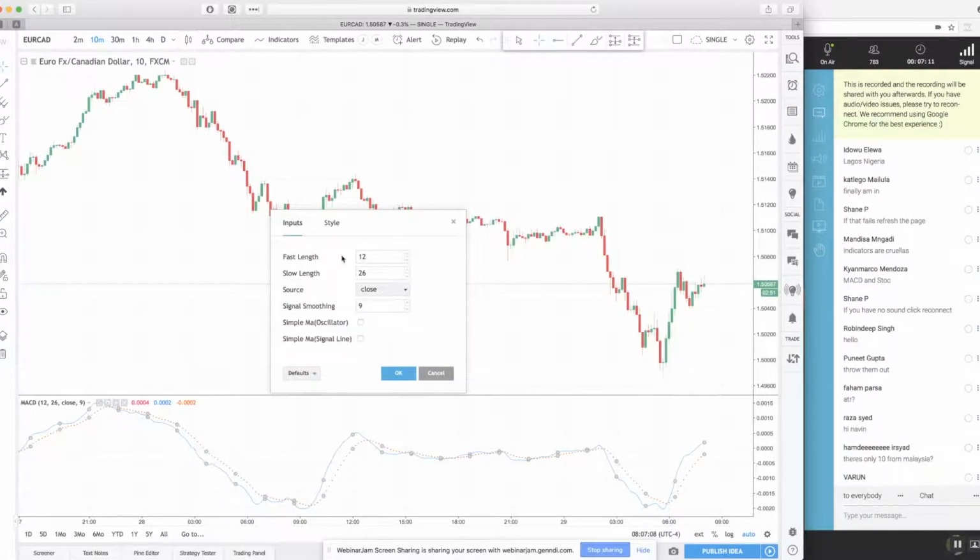Okay, here are the inputs. The fast is 12, the slow is 26, and the signal smoothing is 9. Now, for those of you who do not know what that means, and you have no clue what those numbers are, here's a quick rundown. The fast 12, which means this line, the blue line, the faster one, always follows the price faster. The setting is set at 12, which means it will take the average of the last 12 candles. The other one says 26. It will take the average movement of the last 26 candles. Okay? Does that make sense?